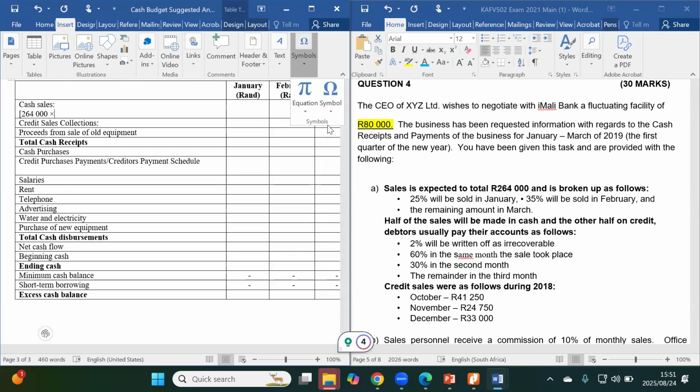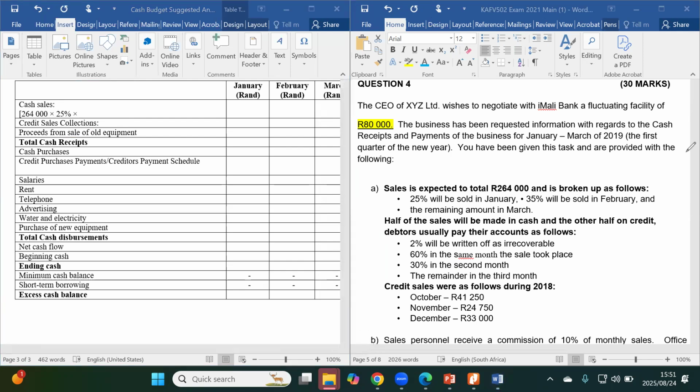Multiplied by 25%. But then here's the catch. The 25% gives you total sales for January. Are we together? Yes. This 25% just simply gives you total sales for January. But then how much out of it is making up cash sales? That's where this information comes in now.